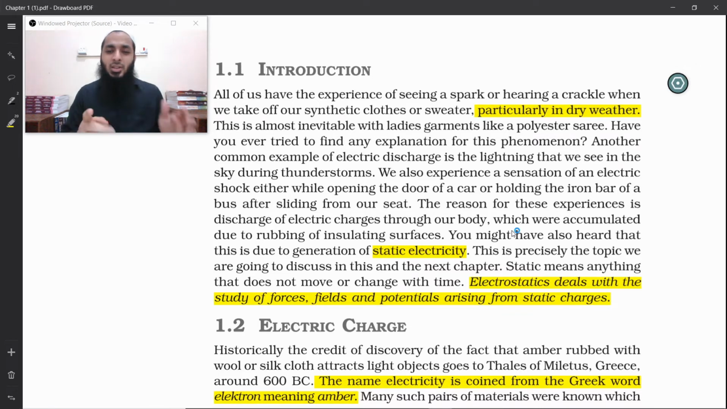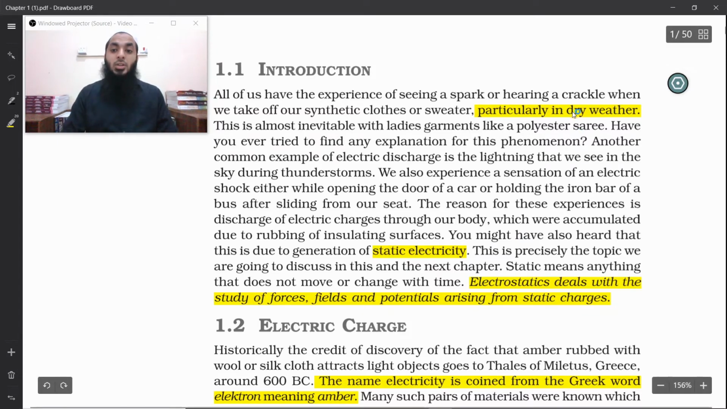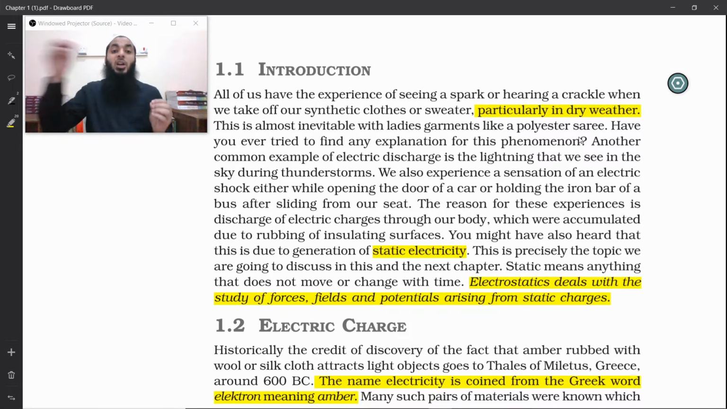Now, why do you hear this particularly in dry weather? Because air is a poor conductor of electricity, or of these charges, especially when it is dry. If it is wet, water is a good conductor, so the water content in the air takes away these charges. If your cloth is positively charged, it gives you electrons and neutralizes this. But if your cloth is negatively charged, it takes away these electrons and neutralizes this material. So that spark or crackle won't be heard in wet weather. I hope it is clear. Now let's proceed.